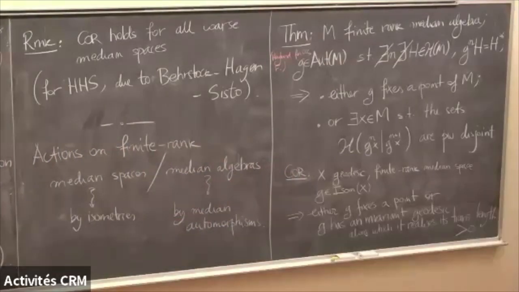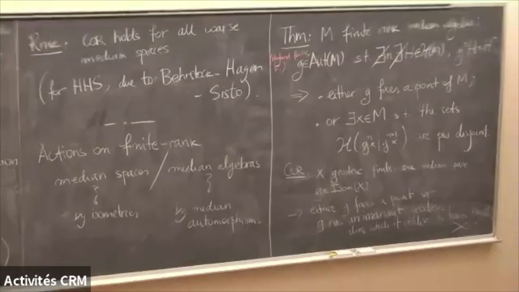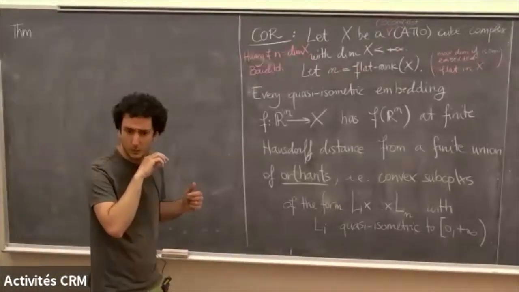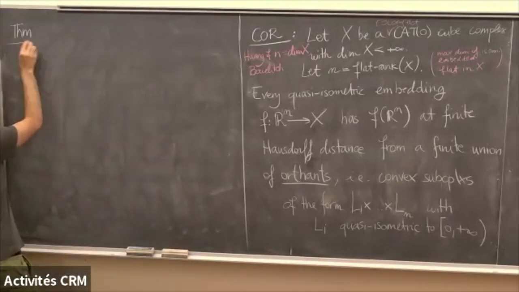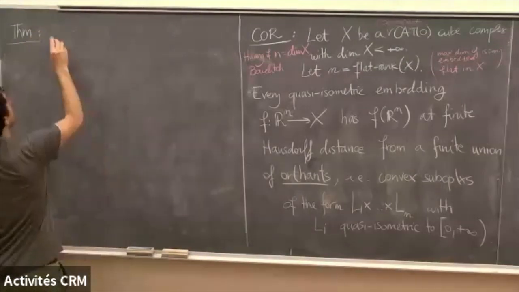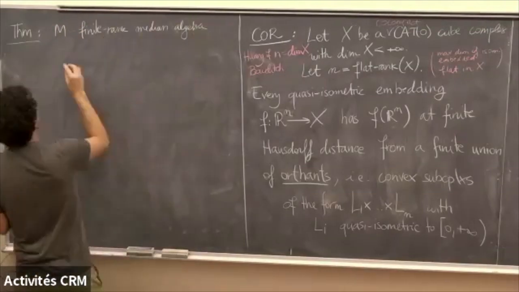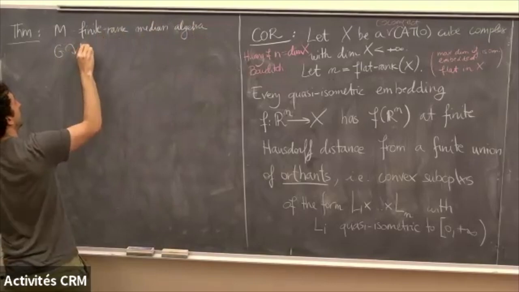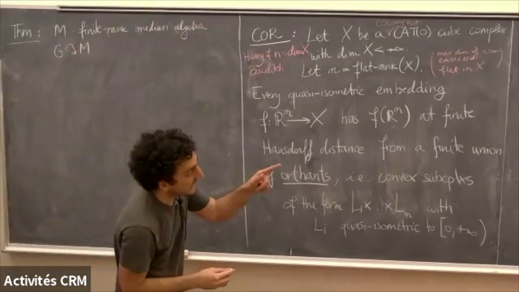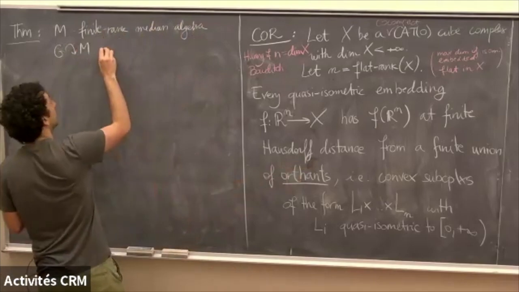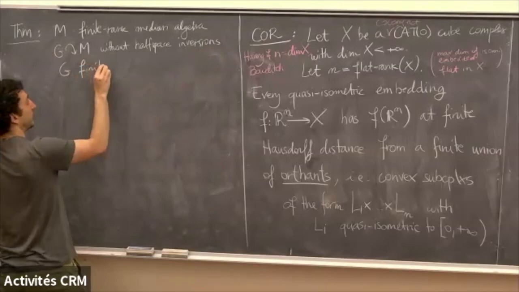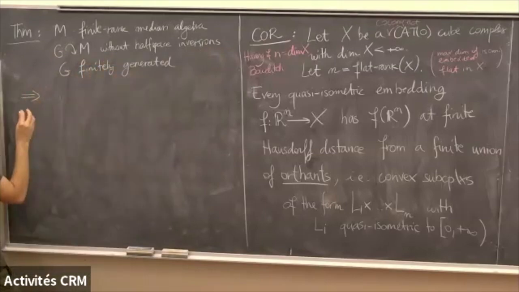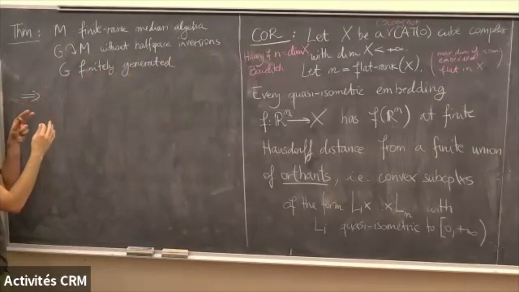Okay, so let me conclude with an analog of the Caprace-Sageev theorem, which I guess we won't see in this course. So let again M be a median algebra of finite rank, and say that G is a group acting on M by automorphisms, and again without inverting half spaces. And assume that G is finitely generated. Somehow this is really important, otherwise this fails. And there are minimal invariant convex subsets that are non-empty.